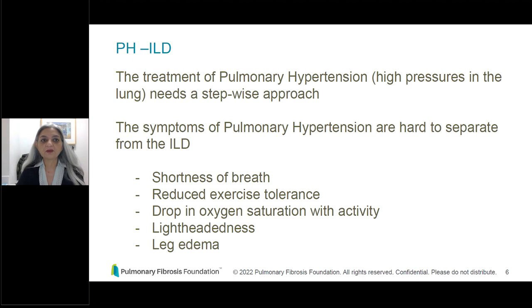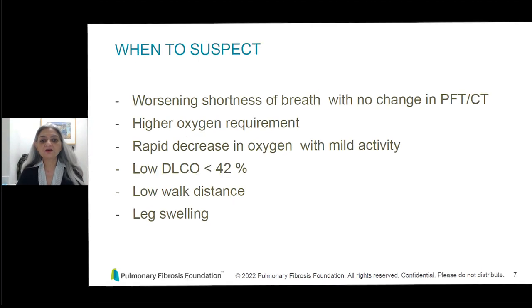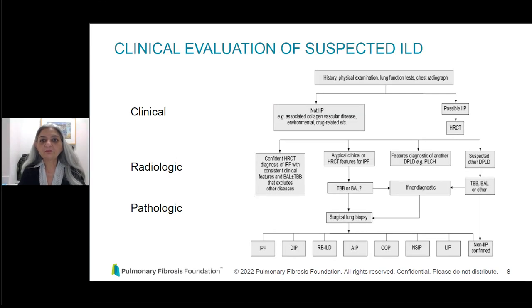Is it just the interstitial lung disease, or is there pulmonary hypertension occurring in conjunction? As you already heard, there are certain clues that might trigger the evaluation for pulmonary hypertension, which include worsening shortness of breath but no change in the pulmonary function test or CT scan, a higher oxygen requirement, a low DLCO on the PFTs, and then low walk distance or leg swelling.